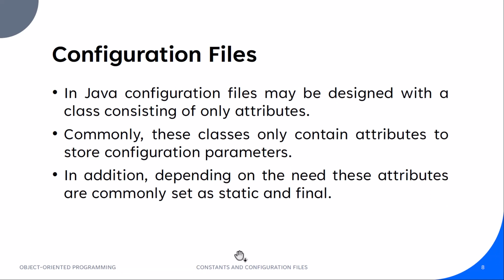In Java, configuration files may be designed as a class consisting of only attributes. Commonly, these classes only contain attributes to store configuration parameters. That's why they are called configuration files. Basically, configuration files have configuration parameters. In addition, depending on the need, these attributes are commonly set as static and final.